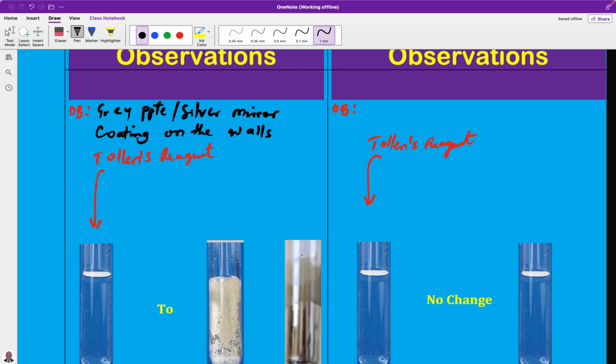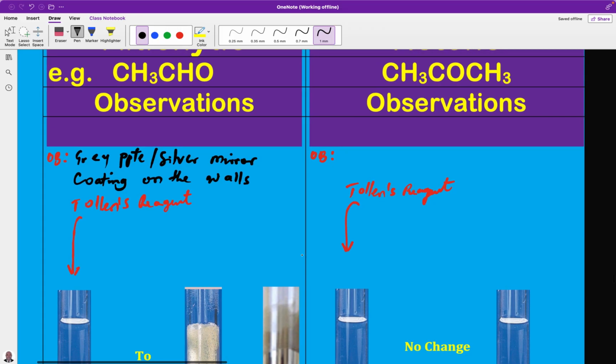This is because the aldehyde reduces the diamine silver 1 ion to metallic silver. It is the metallic silver that appears on the walls of the container or the test tube. So the aldehyde will reduce the diamine silver 1 ion to metallic silver. Let me just write the equation so that you can better understand.